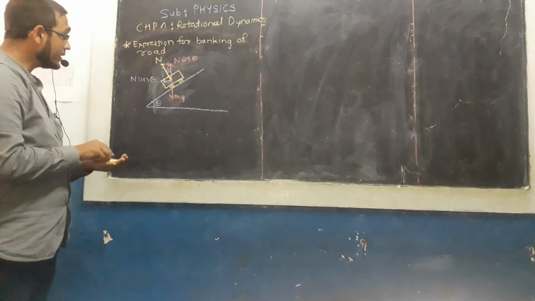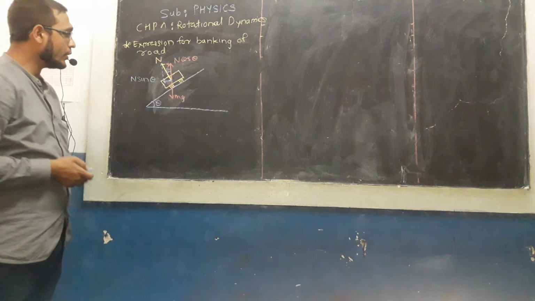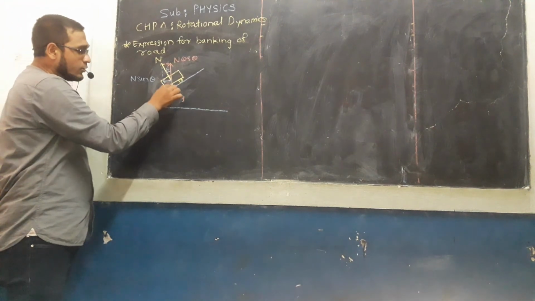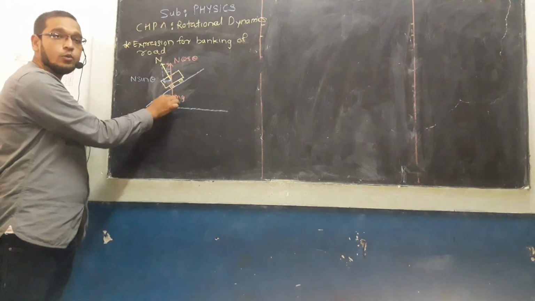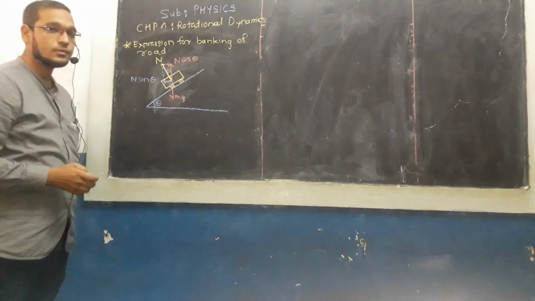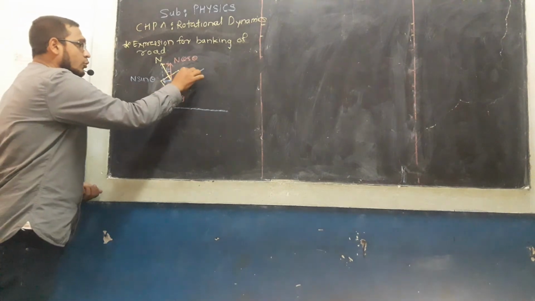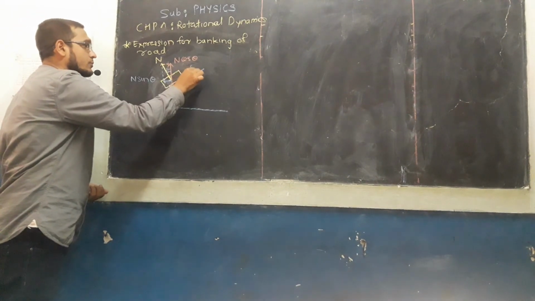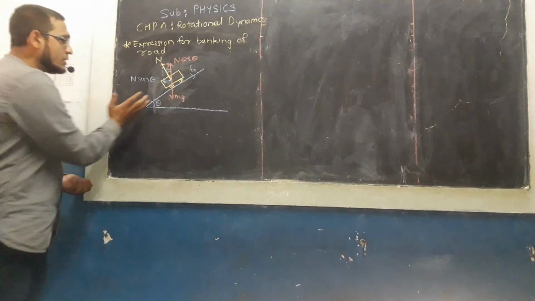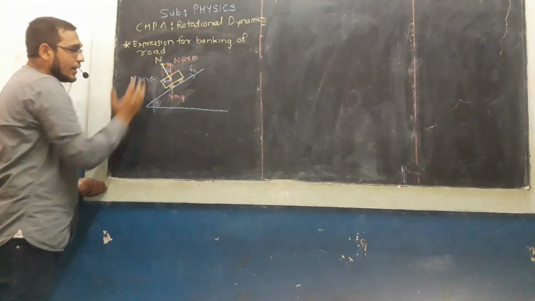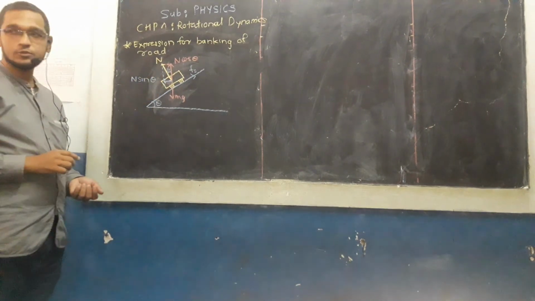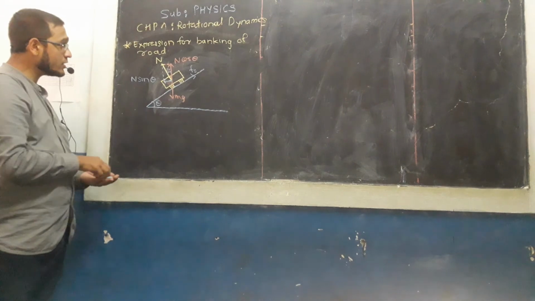Now we will see the forces which are acting on the vehicle. This is the vehicle. The weight of the vehicle is acting vertically downward, that is mg. Then the frictional force F. Now this frictional force is inclined, so we have to resolve this frictional force.